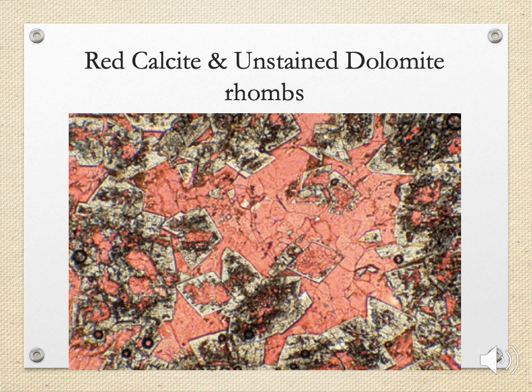So here on this photomicrograph, we can see red calcites and unstained dolomite rhombs, but inside of them they're changing to calcite. You can see the rhombs are changing back to calcite. And here, a similar scenario.